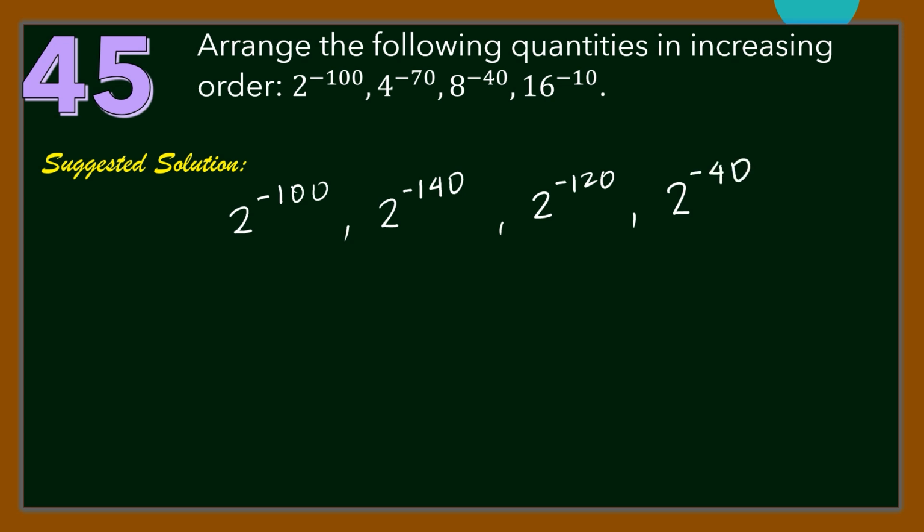Hence, the quantities in increasing order would be 4 raised to negative 70. Next will be 8 raised to negative 40. And then 2 raised to negative 100. And then we have 16 raised to negative 10.